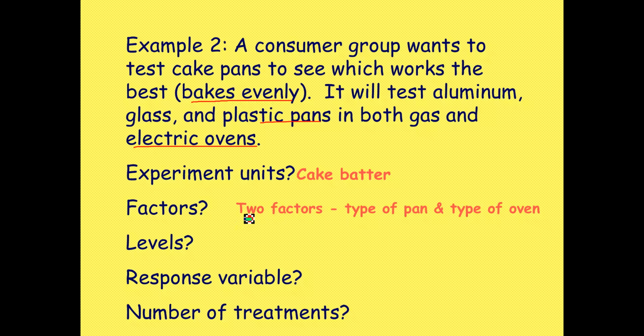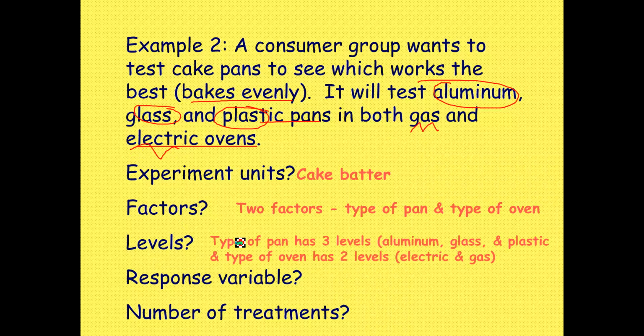And for each factor, for each thing that changes, how are they changing? Well, for the pan, we have aluminum, glass, and plastic. And for the oven, we have both gas and electric. So those are your factors, levels for your factors. Response variable, what are we measuring? And we say right here, how evenly the cake bakes. That's what we're measuring.